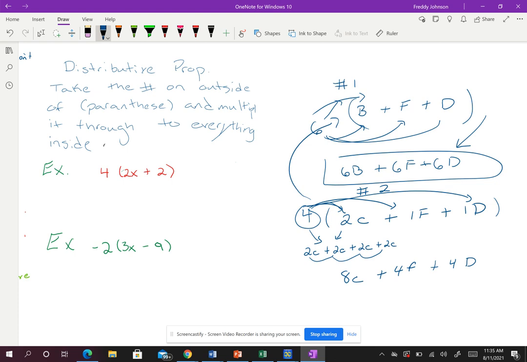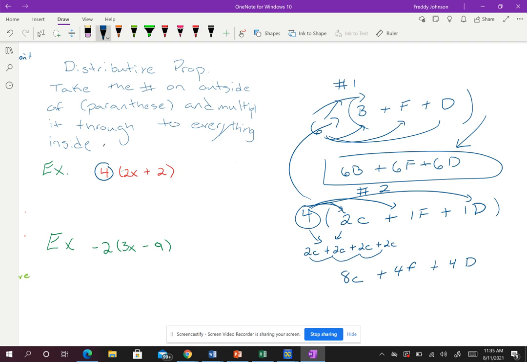So we're going to jump back over here, do a couple properties, and then you guys will jump into your activity for today. For this example, we look at the number in front. This number in front tells me how many of these I have, and you can think of the parentheses like a bag of food. So this says I have 4 bags of these. Really what we're understanding is I get 4 2x's and I get 4 2s.